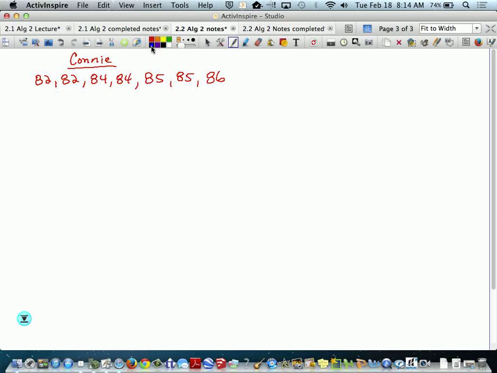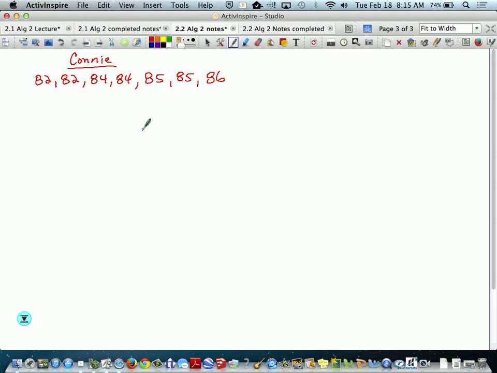Okay. So we have to calculate the mean, the mode, the median, the range, the standard deviation, and give the 5-number summary. So how are we going to do this? We certainly can do it by hand.